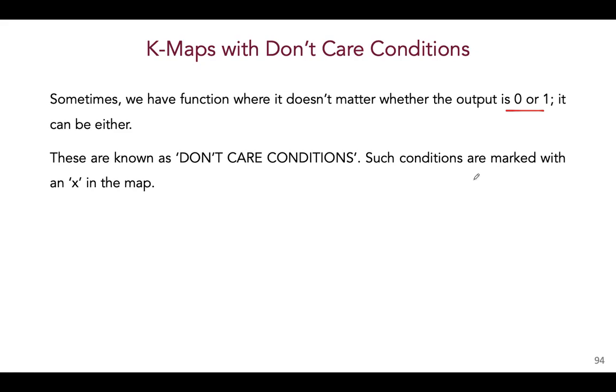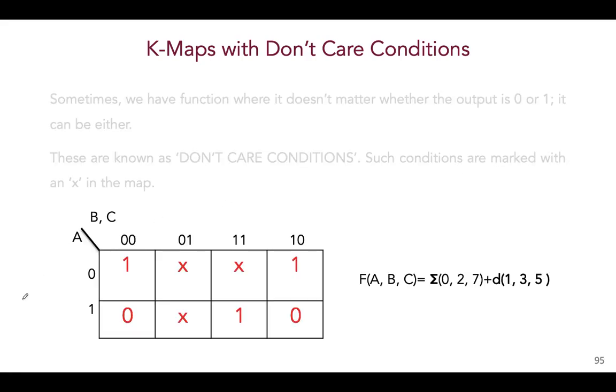Now in a K-map, these don't care conditions are marked with an X. So we don't put a 1 there, we don't put a 0 there, we just put an X. That is, we don't care. This is what it looks like. Here we have a simple illustration of a 3-variable K-map with certain don't care conditions. So this is a 1, this is a 0, which is fine. These three are then don't care conditions. We don't care if this X is 0 or 1. It doesn't matter to the grand scheme of the circuit.